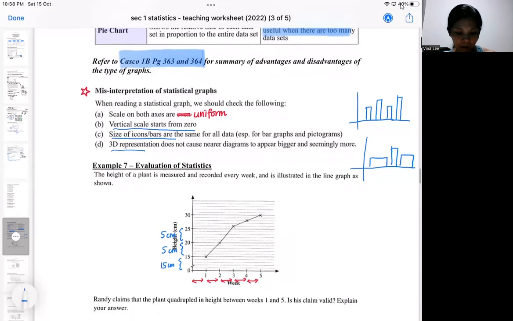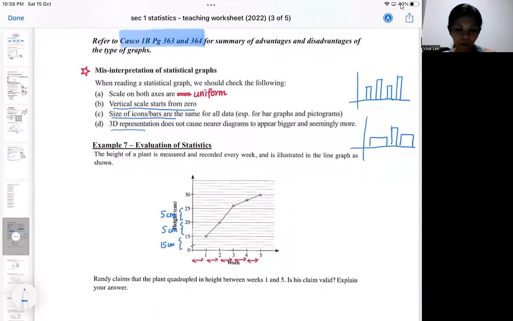So for example, in example 7, we are trying to measure the height of a plant and they record it every week. So we want to see the trend over the week. Remember, a line graph can show the trend over the week. In this question, if you look at the trend, it looks like the plant grew quite a bit. Randy claimed that the height in week 1 and week 5 quadrupled. Quadruple is like 4 times. So we need to justify whether his claim is valid or not.